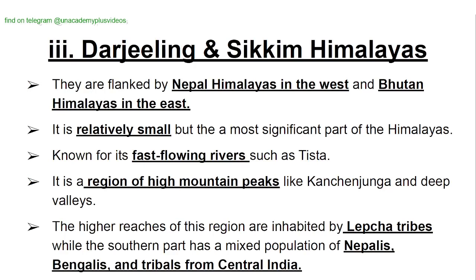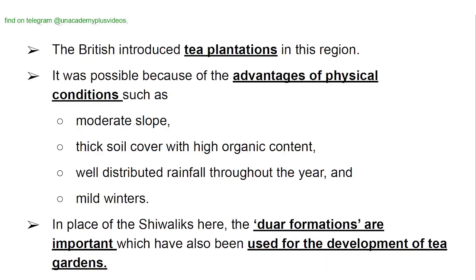Darjeeling and the Sikkim Himalayas. They are flanked by the Nepal Himalayas in the west and the Bhutan Himalayas in the east. It is relatively small but the most significant part of the Himalayas, known for its fast flowing rivers such as Teesta. It is a region of high mountain peaks like Kanchenjunga and deep valleys. The higher reaches of this region are inhabited by Lepcha tribes, while the southern part has a mixed population of Nepalis, Bengalis, and tribals from central India.